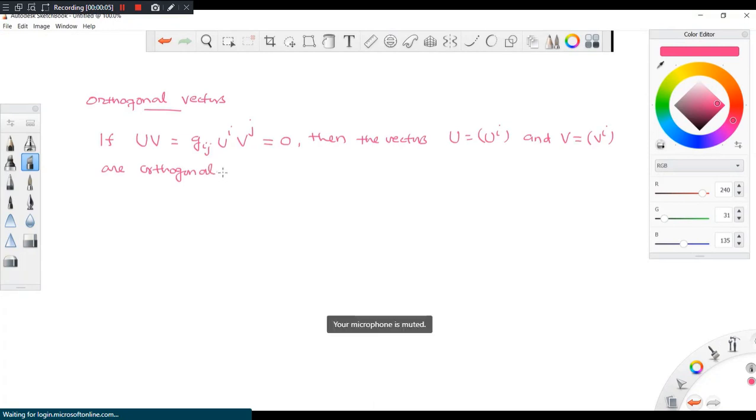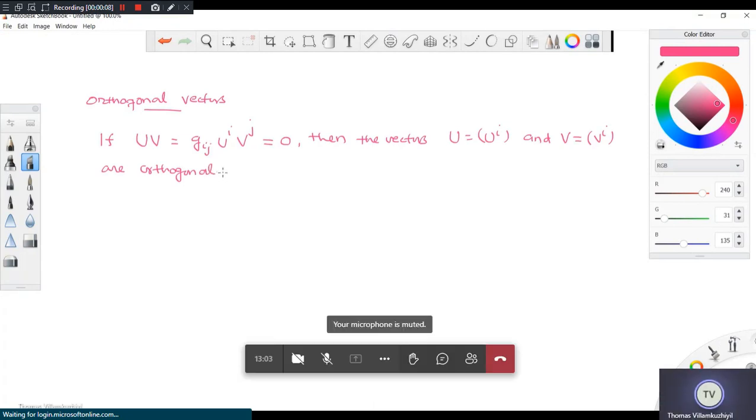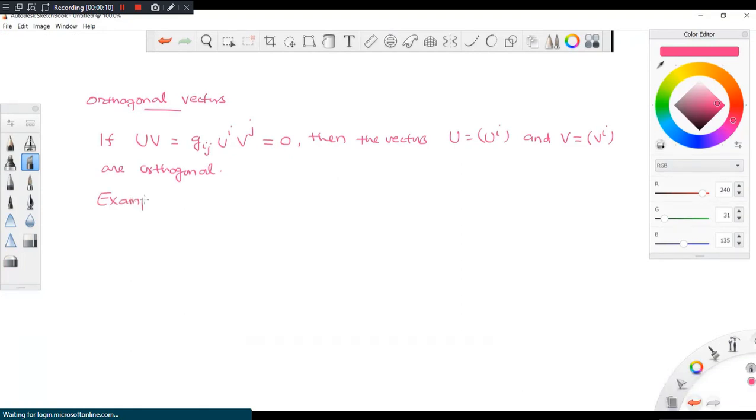Orthogonal. Okay. Now I take an example. Show that the vectors defined in the above example are orthogonal.